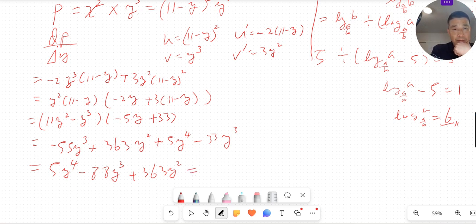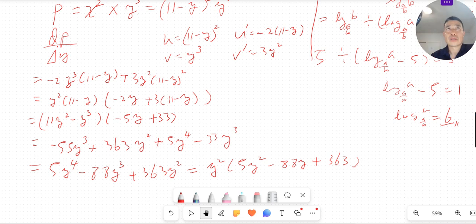So I can factorize by y squared. So I've got 5y squared minus 88y plus 363. You know that y can't be 0, right? Because the question said two positive rational numbers. Positive, I mean. So, yeah, y is not 0. So we have to find the answers from here.